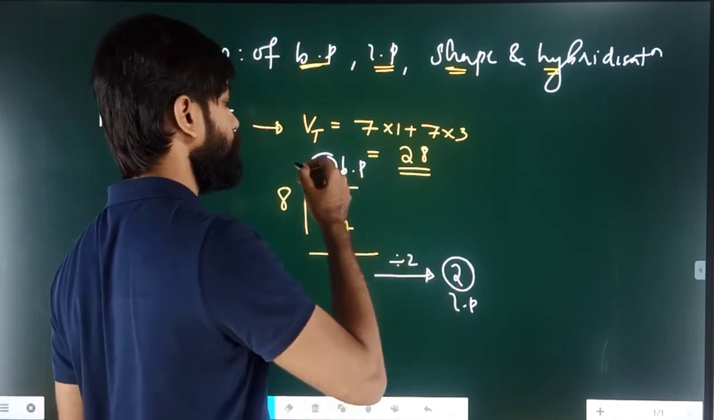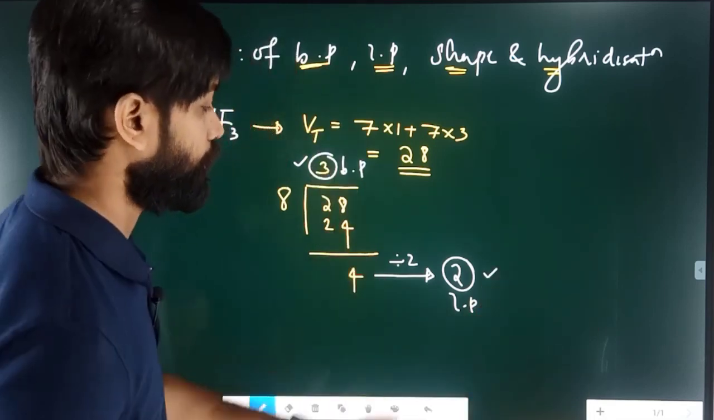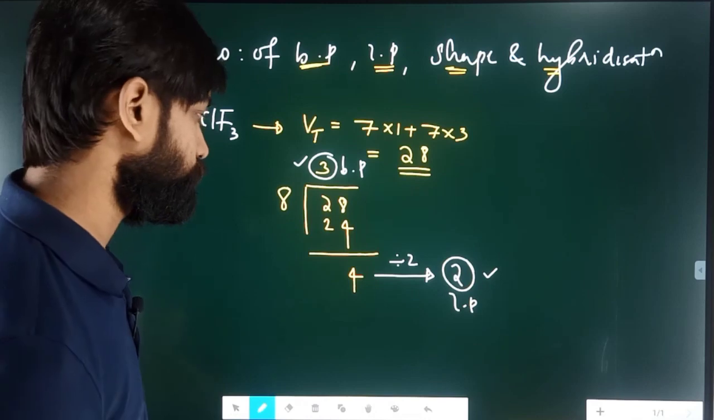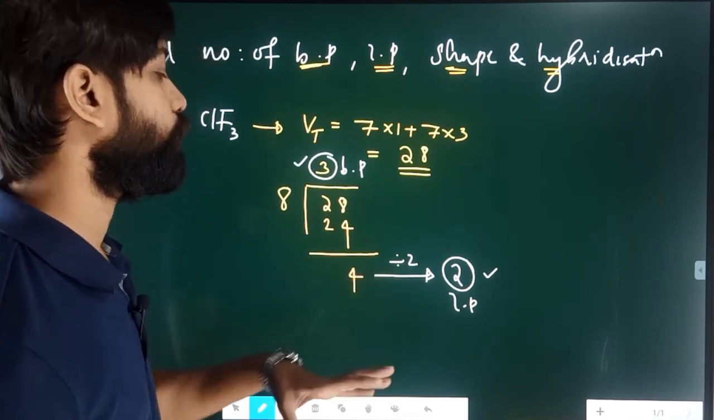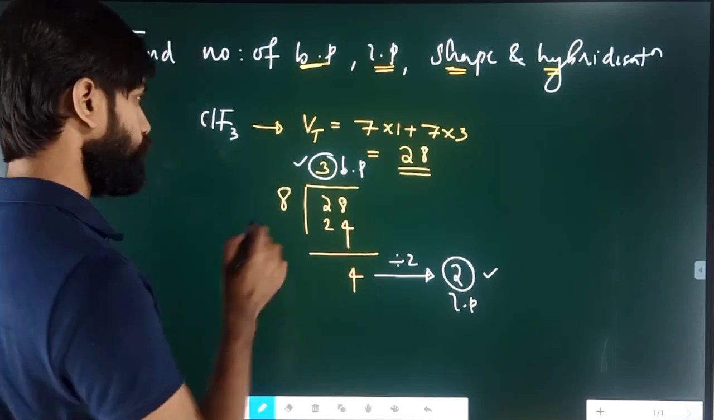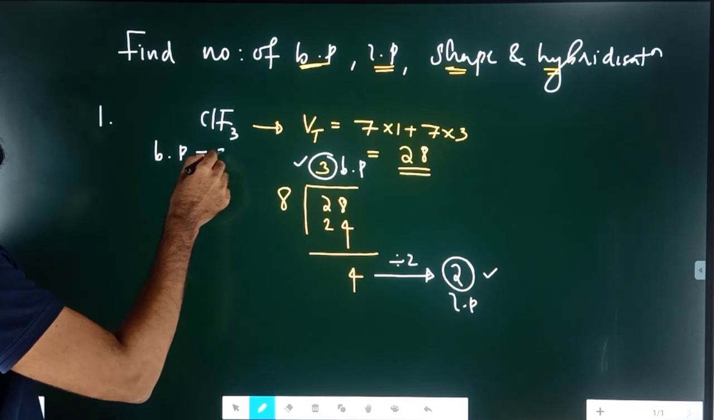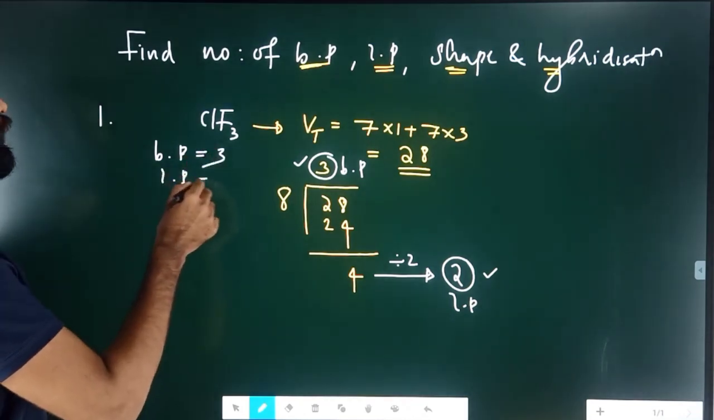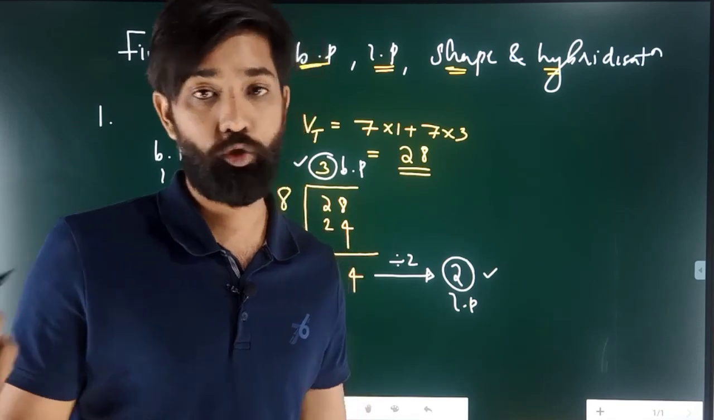So what is the quotient? That is your bond pair. What is the remainder? The value obtained after dividing the remainder by 2, that is the lone pair. So this molecule has 3 bond pairs, 2 lone pairs. So no need to learn by heart that ClF3 has 3 bond pairs, 2 lone pairs.